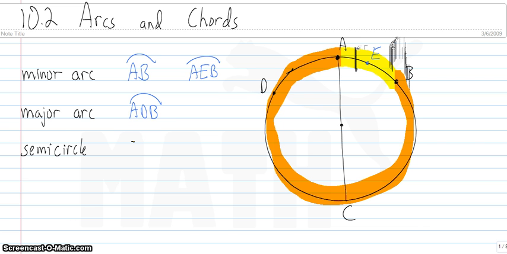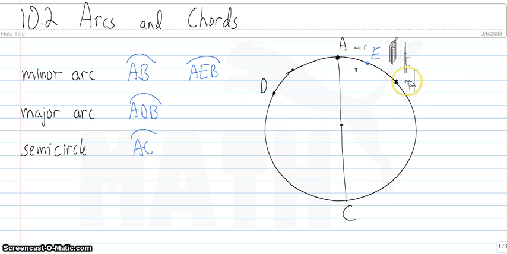The third term that we have is semicircle. Semicircle is half of the circle. AC would be a semicircle. However, I don't know which AC we're talking about. Are we talking about the AC that's going on the left-hand side and going counterclockwise, or the AC on the right that's going clockwise? So for this semicircle, I need to make sure I'm specific enough. And if I call it ADC, then I'm talking about this one on the left. It's going halfway through the circle.